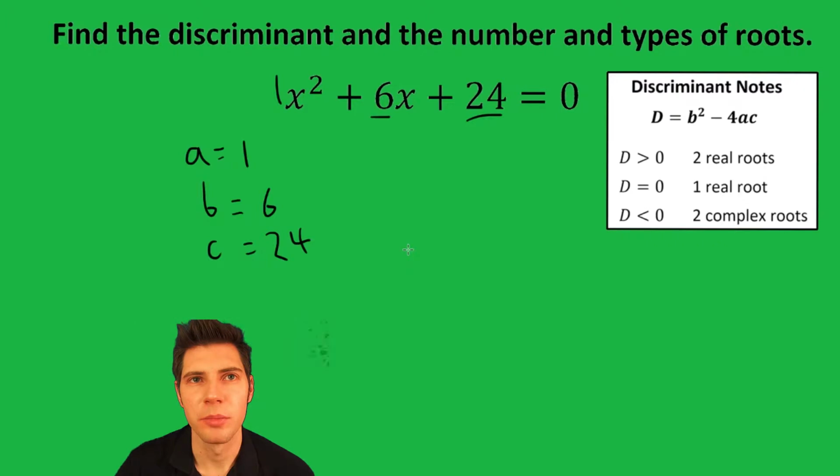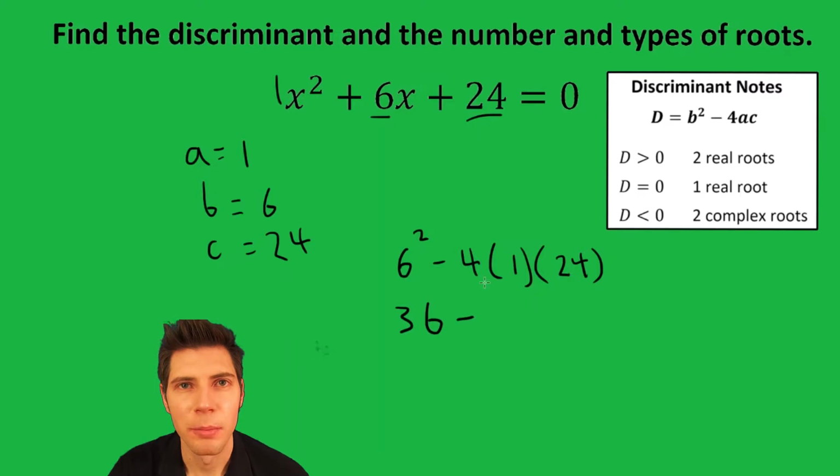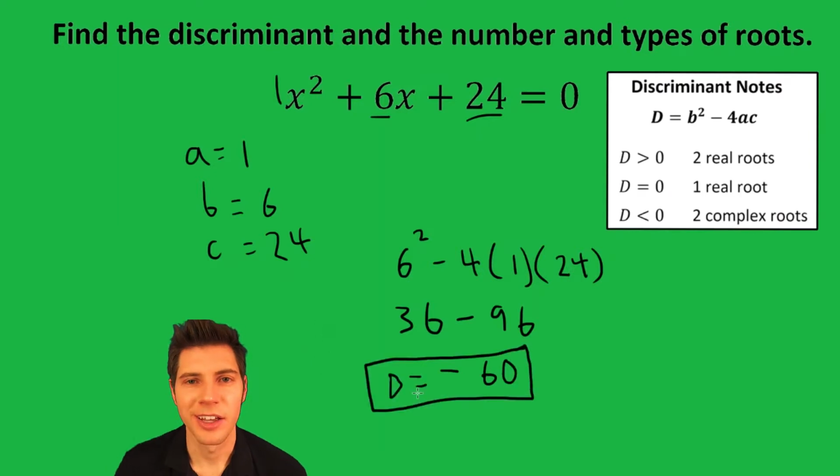Now I can do this. B squared, which is going to be 6 squared, minus 4, then A is 1, and then C is 24. 6 squared is 36, minus, and then 4 times 24 is 96. So I end up with a negative 60, and that's the discriminant.